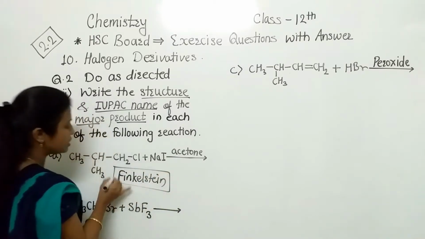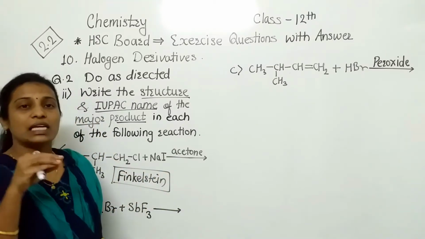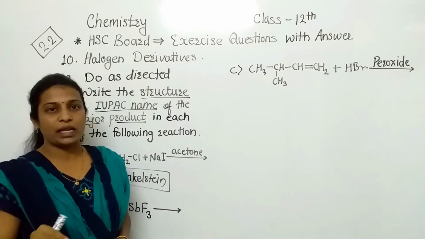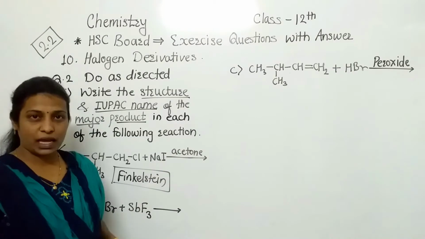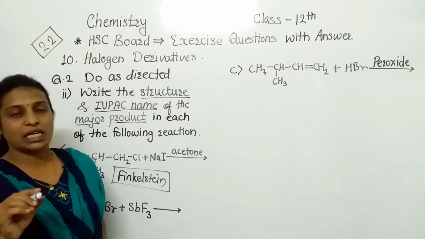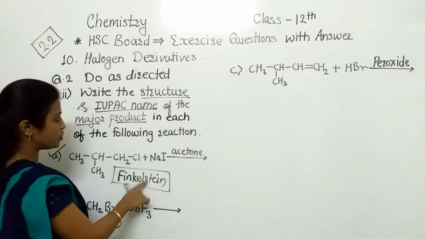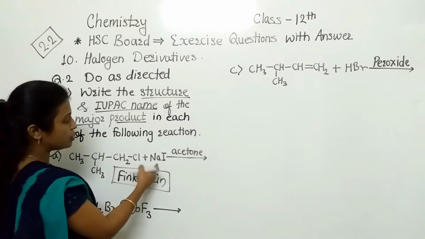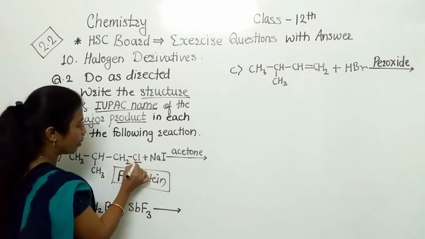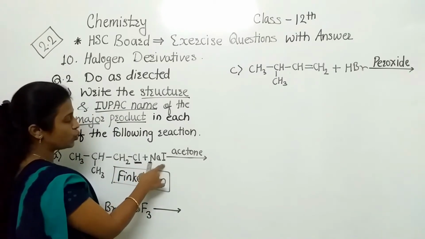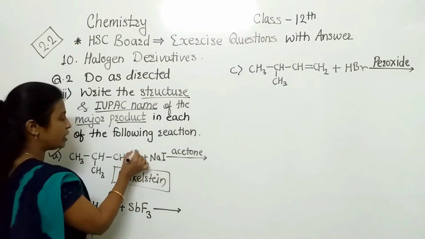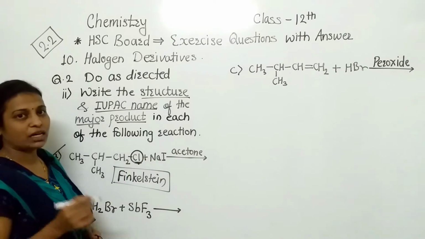What is that Finkelstein reaction? When alkyl chloride or bromide is treated with sodium iodide in presence of dry acetone, it gives alkyl iodide. That is the Finkelstein reaction. So in that also same reaction. So simply chloride is there, means here alkyl chloride is given which is treated with sodium iodide. So in this way instead of chlorine it will become iodine.